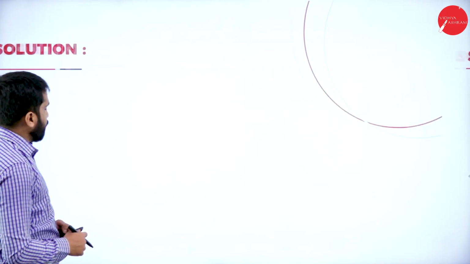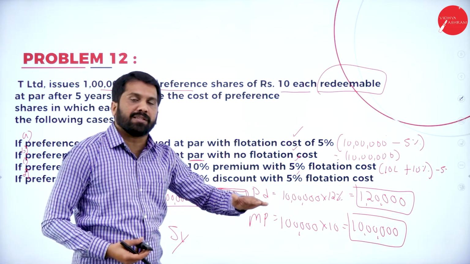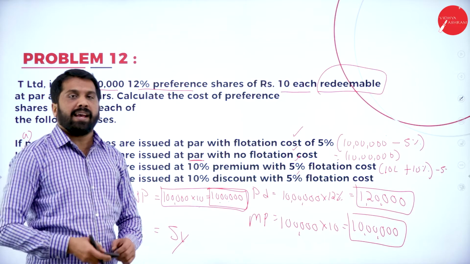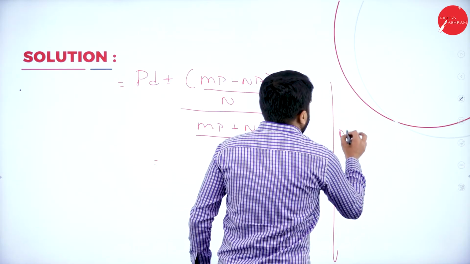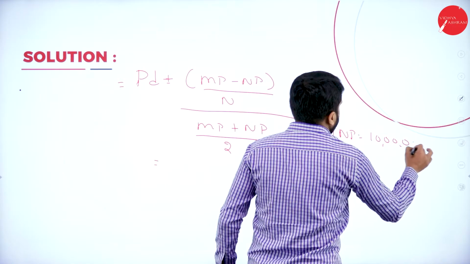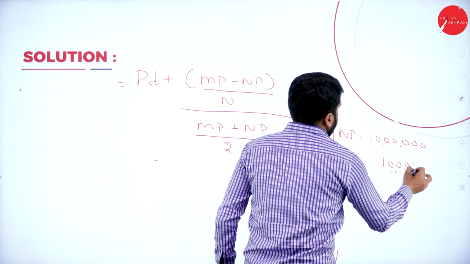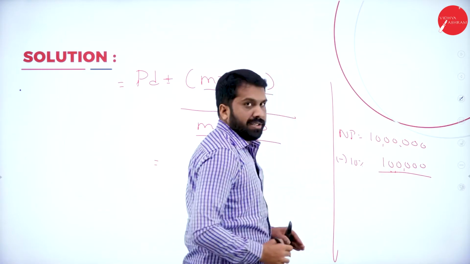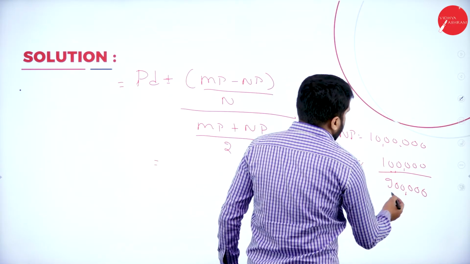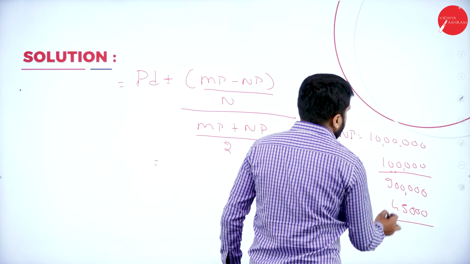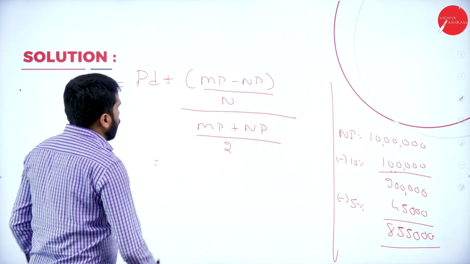I'll go back to your question now. As per the question, it says issued at 10% discount, 5% flotation. You have to minus 10%. Again, you have to minus 5% as flotation. Now, your NP is equal to 10 lakh minus 10%, so it will be 1 lakh. Your 10 lakh minus 1 lakh will be 9 lakh. Minus 5%, it will be 45,000 something. 9 lakh minus 45,000, 8 lakh 55,000.